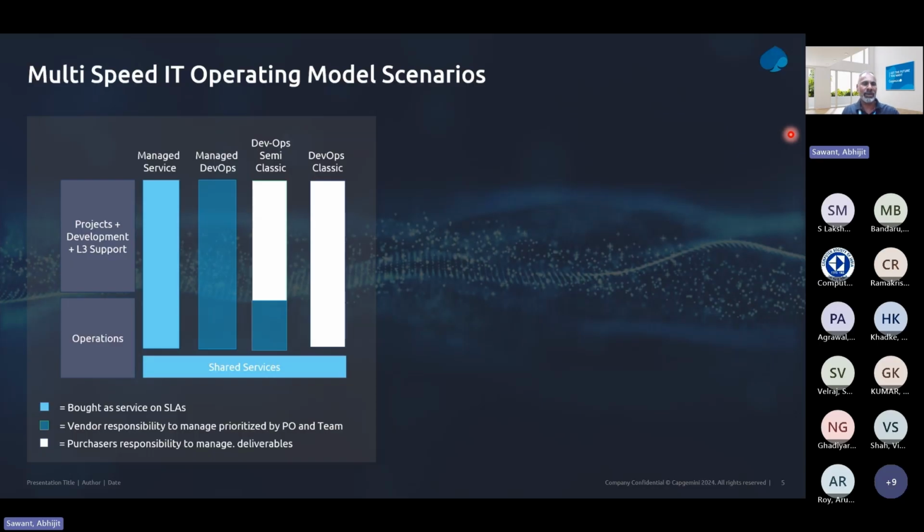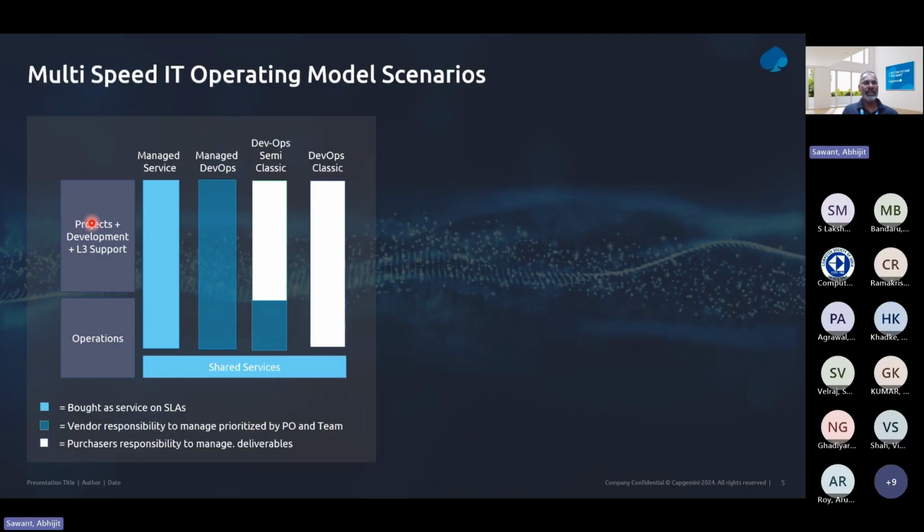Okay, so what are the different items within this operating model catalog? What I've done is try to plot, over here on your left hand side, if you see, the operation space. So you can say this is the application operation space, including the application maintenance up to level 1 and level 2 support. Then these are your level 3 support, your developments and the project work that is happening.